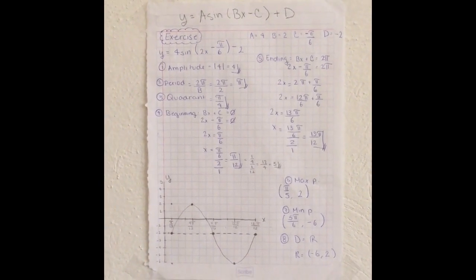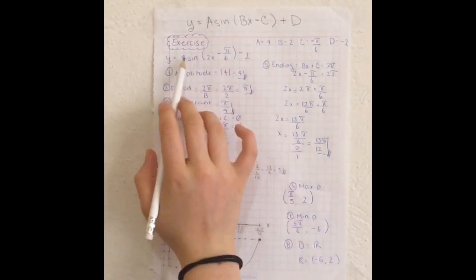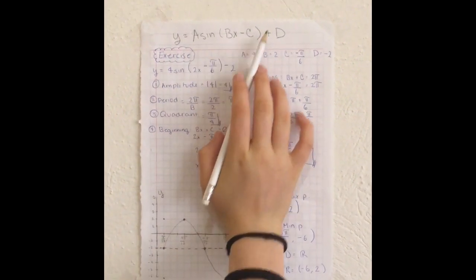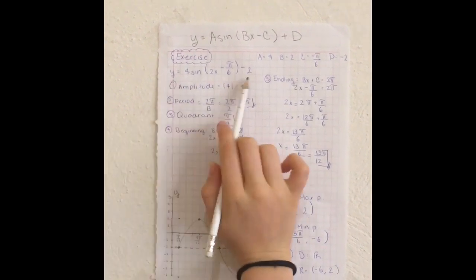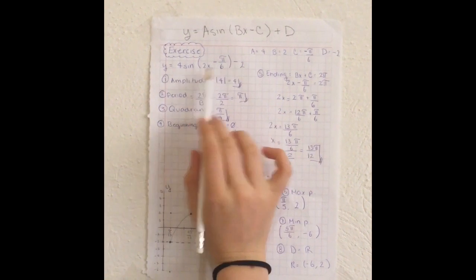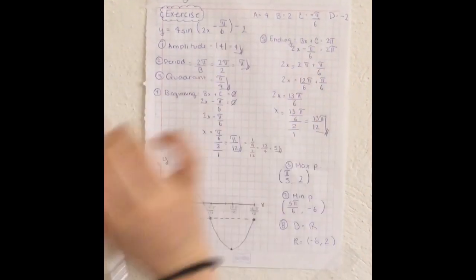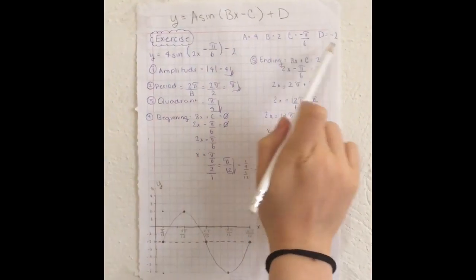First of all, we need to know that the general formula for sine is y = a sin(bx − c) + d. So this is our equation, and we have that a is equal to 4, b is 2, c is −π/6, and d is −2. Later on, we will see what each value of them means.